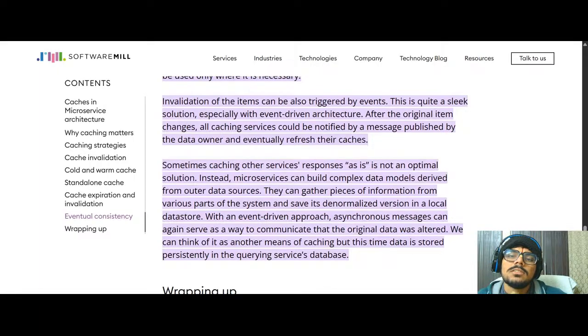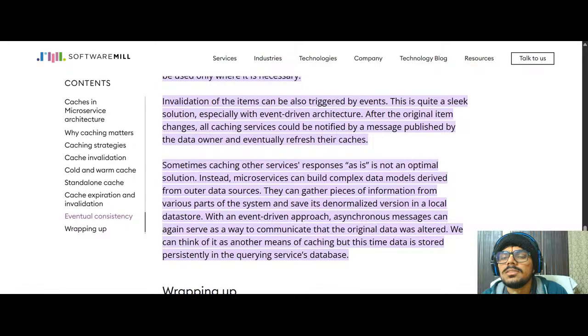Even when the architecture does hold a lot of different things, they might trigger some problems. After the original item changes, all the caching services could be notified by a message published by the data owner, who eventually refreshes their cache as well. Yeah, that's better. So that we might not have outdated data stored as a cache in our cache memory, and it won't contradict or overlap with the original or the current value of your status or of your data.